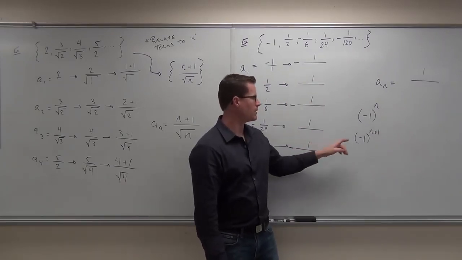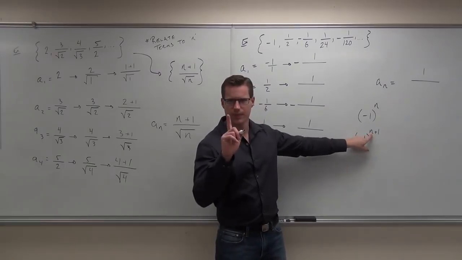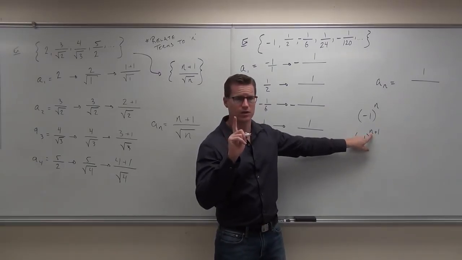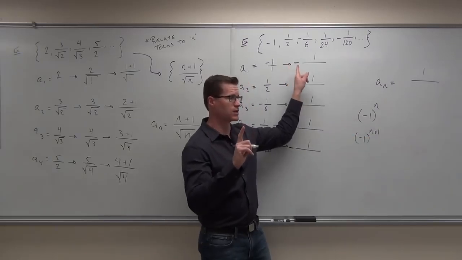Top one. -1 to the n plus 1? If I plugged in 1 here, I'd get 1 plus 1 is 2, -1 squared is positive. That would not be the correct case here.